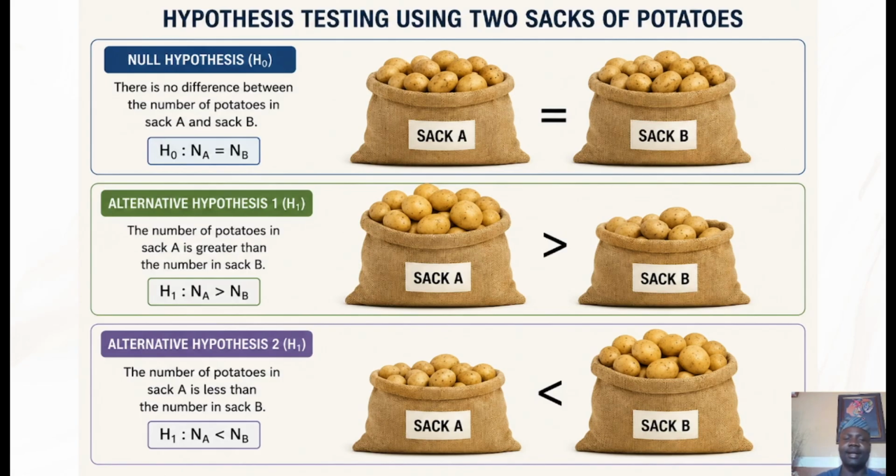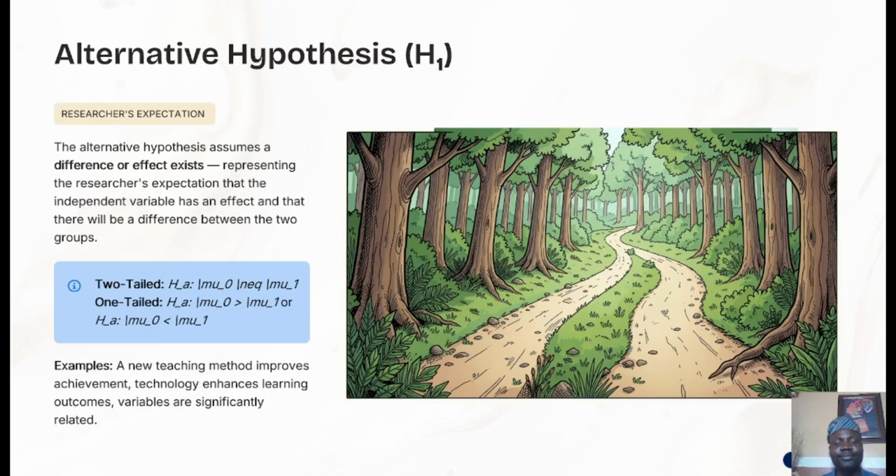Look at this diagram. You will see that there is a null hypothesis there. Let's say we bought 2 sacks of potatoes, sack A and sack B. Before we start counting, we can make an intelligent guess that there is no difference between the number of potatoes in sack A and sack B. So we will now count to see whether the numbers are equal or they are unequal. That is the meaning of a null hypothesis.